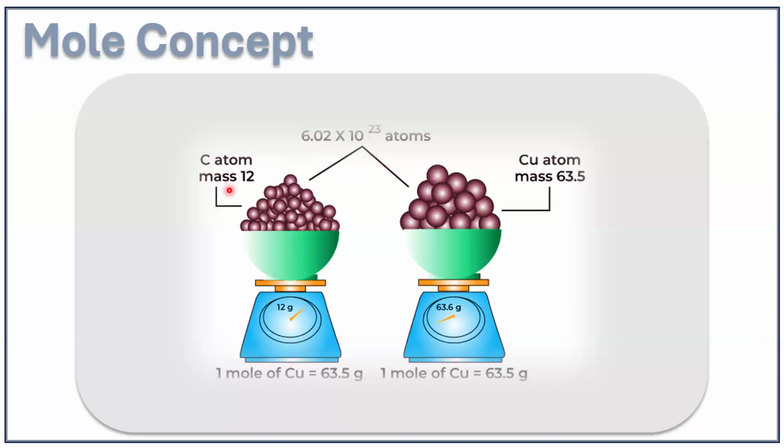The atomic mass of carbon is 12, the atomic mass of copper is 63.5. For 1 mole of carbon it is 12 grams, 1 mole of copper will be weighing 63.5. So this is how you calculate.